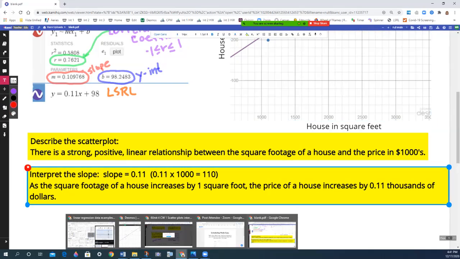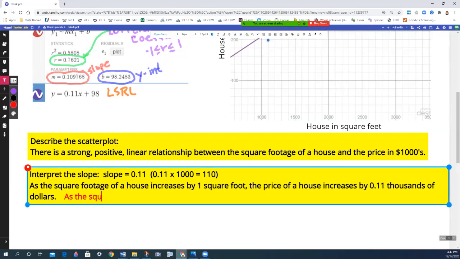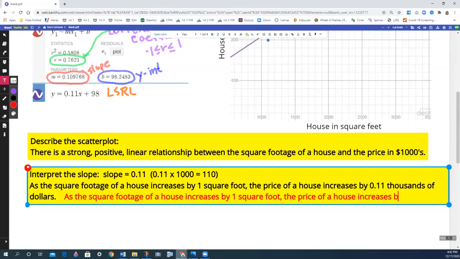Okay, so as the square footage of a house increases by 1 square foot, the price of a house increases by, and remember that the slope was 0.11, but that was thousands. And so that is really by $110. Okay.